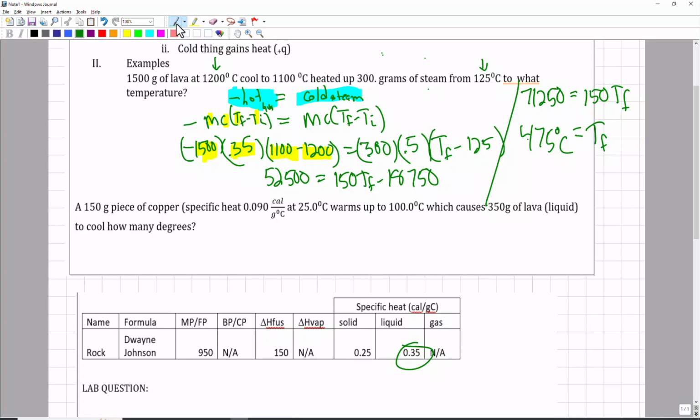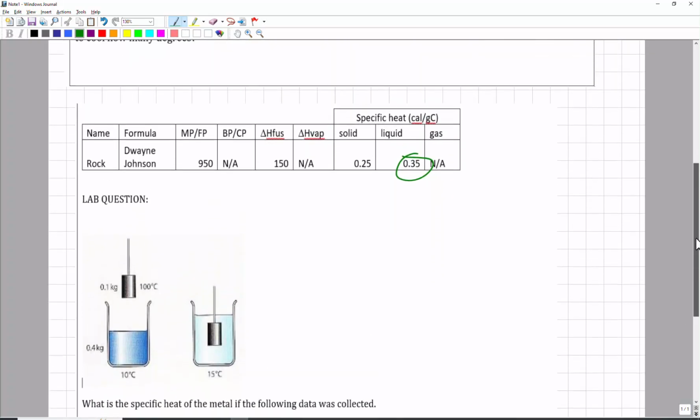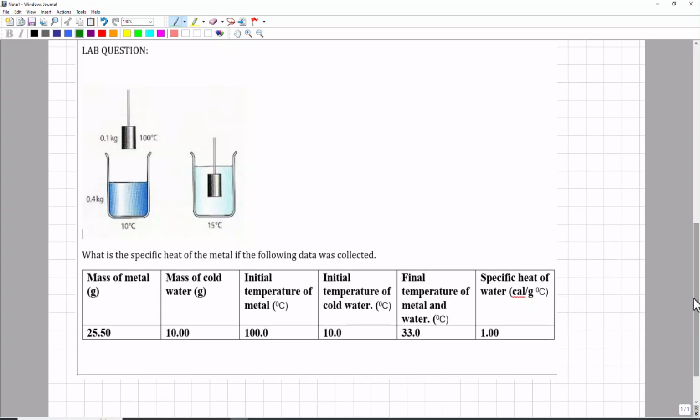Okay? So, same deal again for the second one. Honestly, I'm going to do just our lab question. So, I'm going to skip that one. Isn't that naughty of me?